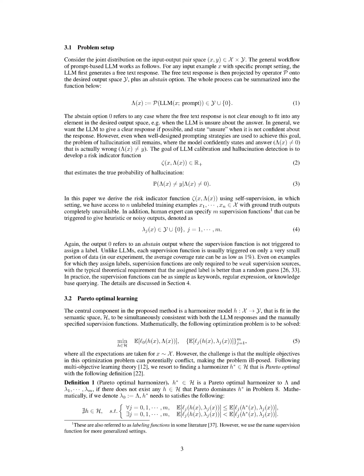In addition, a human expert can specify m supervision functions that can be triggered to give heuristic or noisy outputs. The output 0 refers to an abstain output where the supervision function is not triggered to assign a label. Unlike LMs, each supervision function is usually triggered on only a very small portion of data. Even on examples for which they assign labels, supervision functions are only required to be weak supervision sources, with the typical theoretical requirement that the assigned label is better than a random guess. In practice, the supervision functions can be as simple as keywords, regular expression, or knowledge-based querying. The details are discussed in the following section.